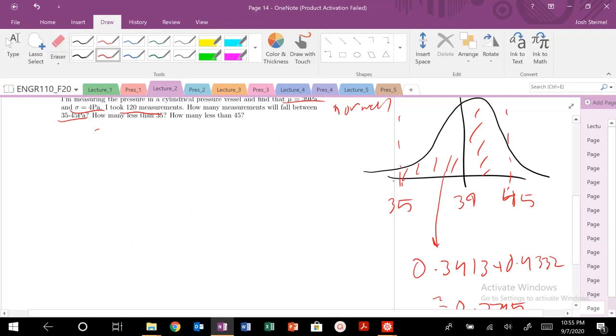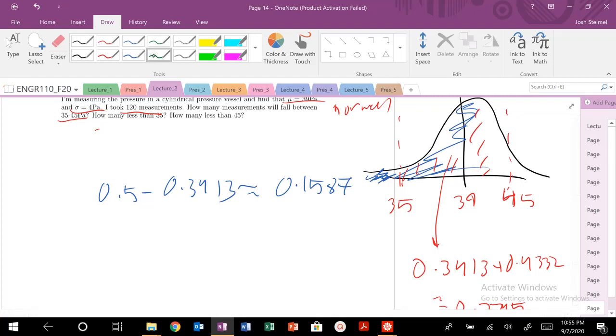If I want the area here now, less than 35, I know that area was just 0.3413. So if I want the blue area, it's going to be 0.5 minus 0.3413, which is approximately 0.1587. And the last problem is how many are less than 45? I am now asking for this entire area here.